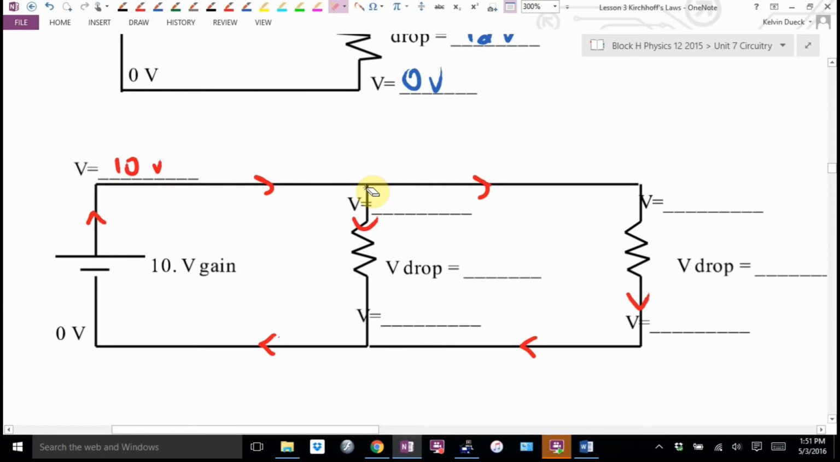So right here we come to a fork in the road. All your current, all your skiers are going to split up. They're going to shake hands. Some are going to go one way, some are going to go the other way. Let's go down this hill. Have we gone down a hill yet right here? So how many volts are we still right here? Still 10. Okay.